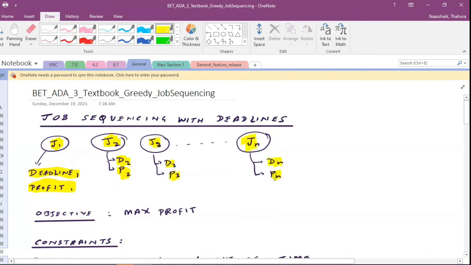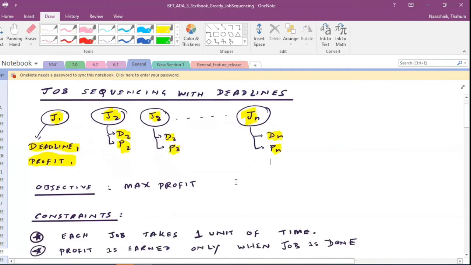Now, before we come to the constraint, what is your objective? You have a limited amount of time. You need to pick the right subject or the right job and complete that assignment so that you get maximum profit. Maximum profit means you want to get more marks. That is your intention, right? So you will pick, say, subject 1 whose deadline is very close.